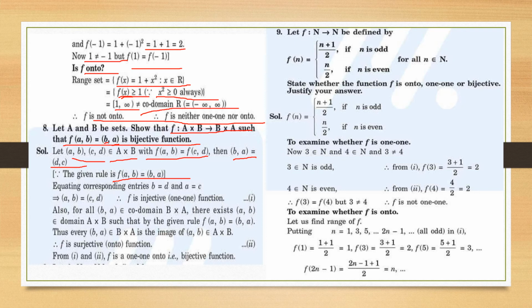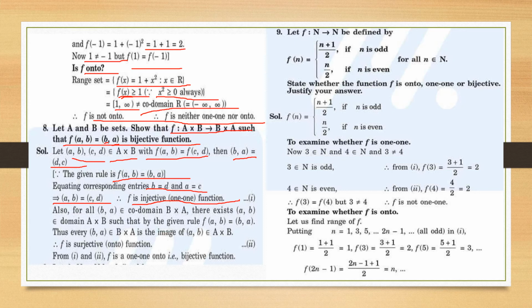I'll get B equal to D and A equal to C, right? This implies that AB equals CD. If I arrange it, I'll get AB equal to CD, okay? So that means my f is injective, or one-one, which is the only requirement, because if f of x1 equals f of x2, then x1 should be equal to x2.